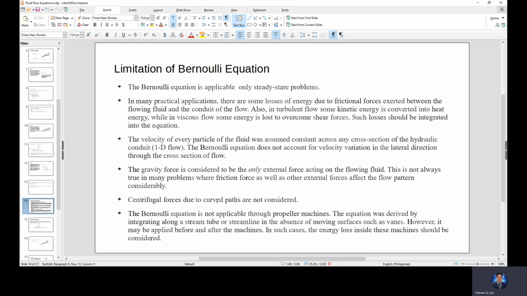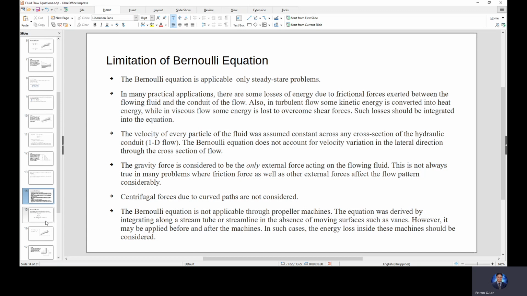So later on in our examples, we will solve pumps. We will separately solve the pumps, or the energy loss due to that particular pump. We can apply the Bernoulli equation before and after the turbine or a pump. In such cases, the energy loss inside this machine should be considered. We will discuss that later on.